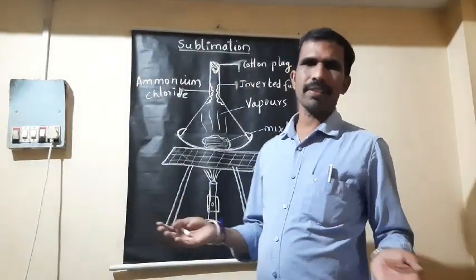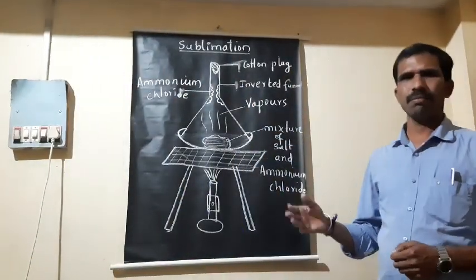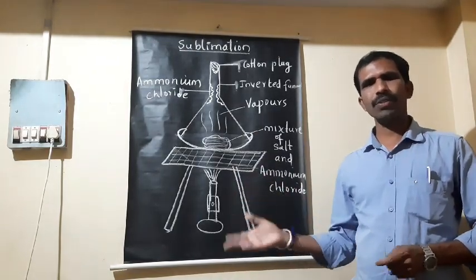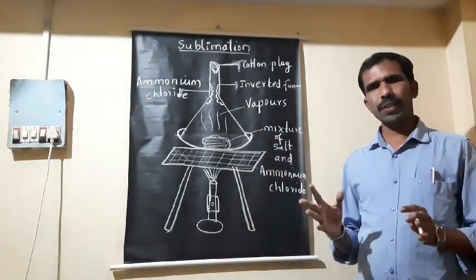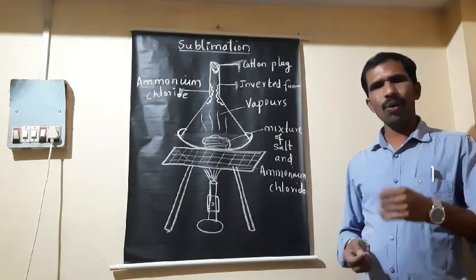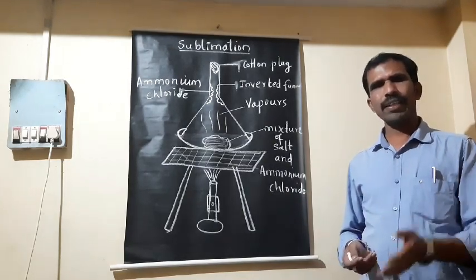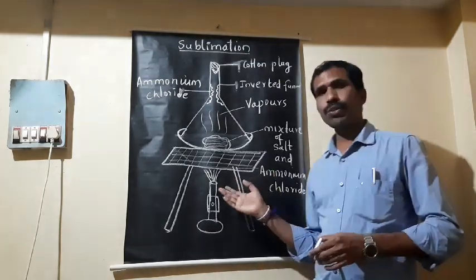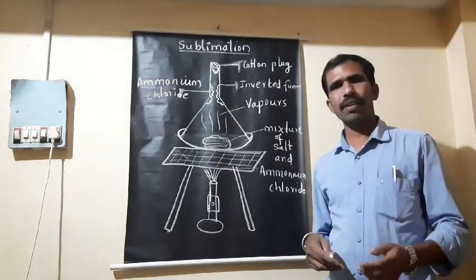I told you a mixture is a substance which contains two or more components mixed together. That is called a mixture. How a mixture containing two or more components can be separated, that we are going to study in this part of the video.